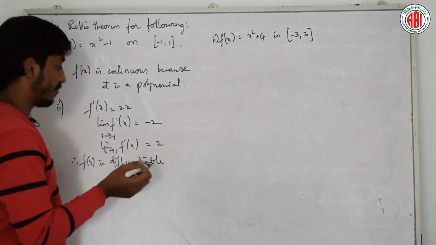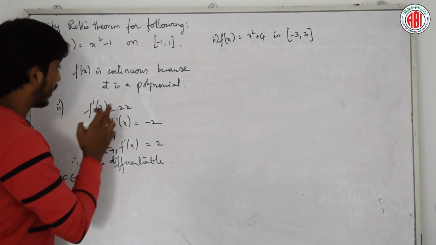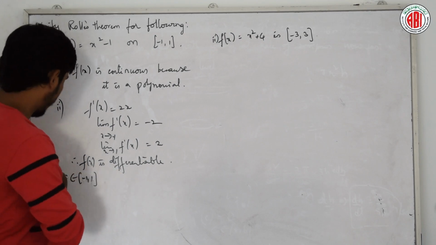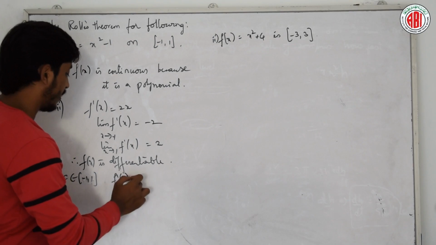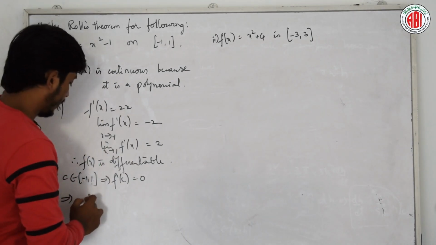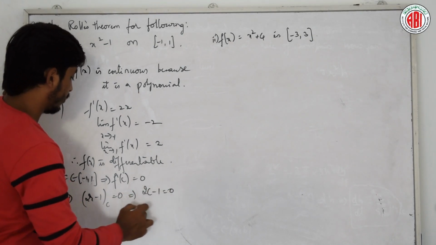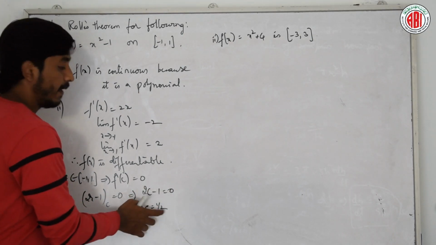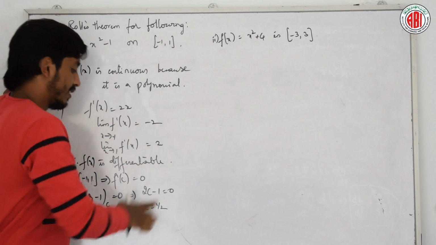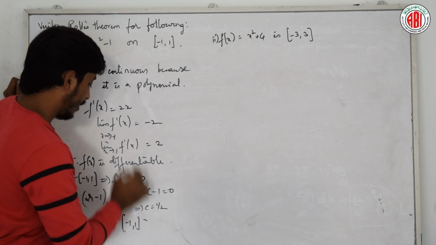Then the next step we have to check is, let c belong to a comma b, or else the given range is minus 1 comma 1. Let us write it: minus 1 comma 1. Then let us check for f dash of c equal to 0. How do we check? f dash of c is 2x minus 1, we substitute c, and we get 2c minus 1 equal to 0, c equal to 1 by 2. Does 1 by 2 lie between these two numbers? Yes, right? That is minus 1 and 1, this is half. Therefore c belongs to minus 1 comma 1.